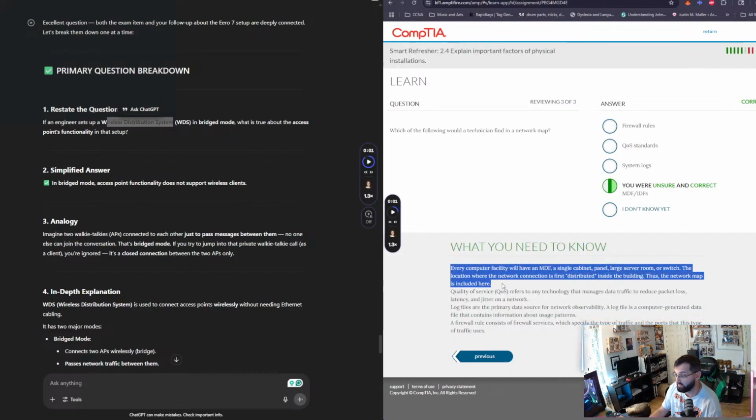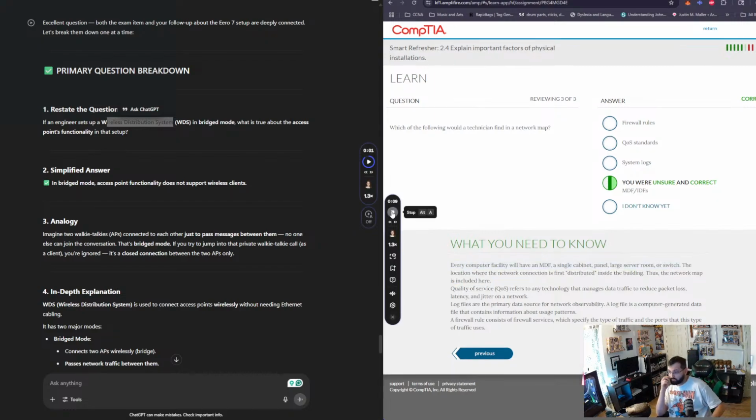I want to know what this is. Every computer facility will have an MDF, a single cabinet, panel, large server room, or switch. The location where the network connection is first distributed inside the building. Thus, the network map is included here. I was right. So it is where it's distributed inside the building. And that's what the MDF is.